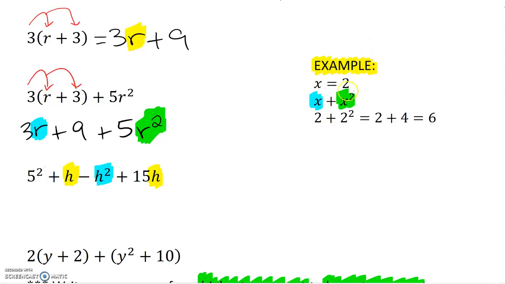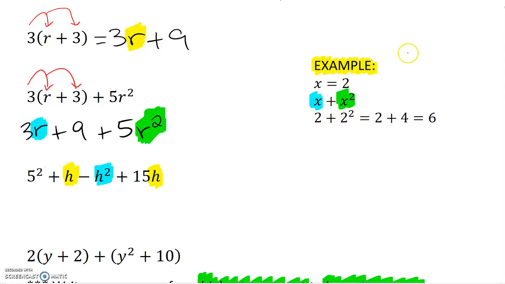Over here we have x equals 2. I tell you what x equals, and now I'm asking you to use that with this expression, x plus x to the second power, or x squared. What I want you to see right away is that these are not the same. We can only add like terms. We can only add things that are the same. So in this case, there's no way to combine these, okay?